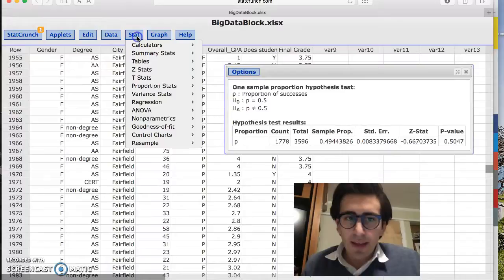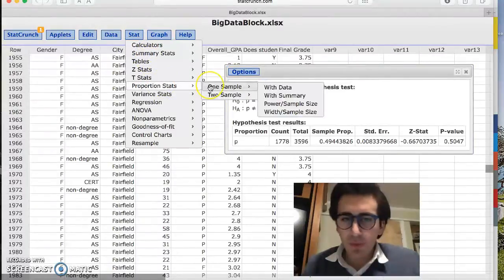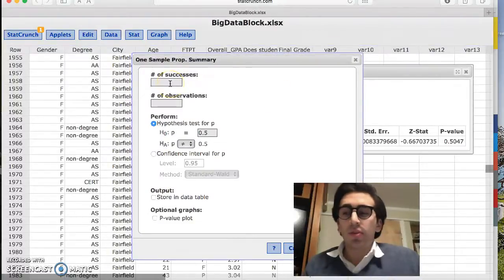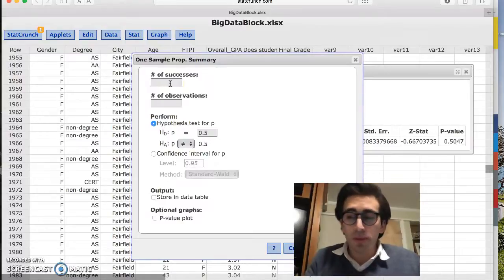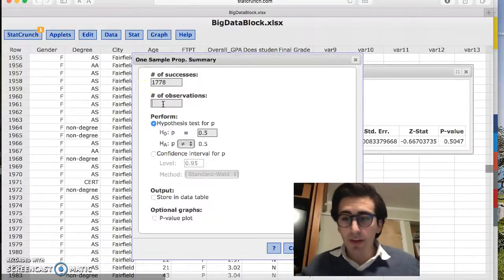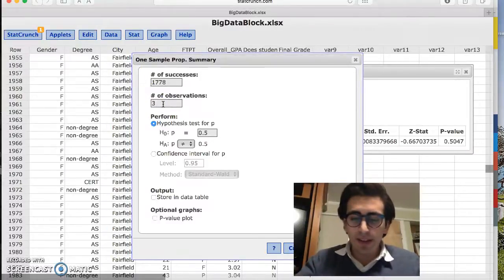You go to the Stat tab, Proportion Stats, one sample. We want it with summary. For the number of successes, we're going to input the number of students who are from Bridgeport, because that's what we're testing for. So 1778. And the number of observations would be the total students at Housatonic Community College, and that is 3,596.